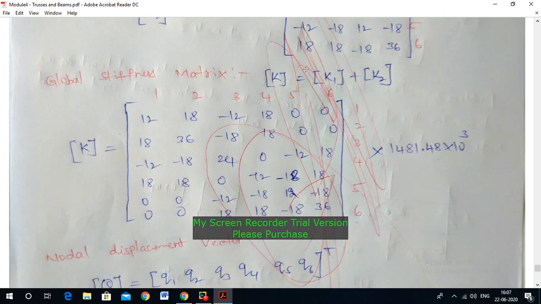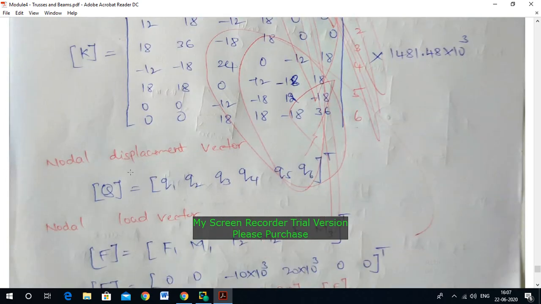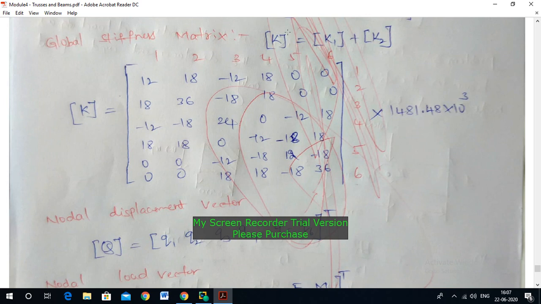Sorry for the deletion, it is not actually deleted, just make a note. The global stiffness matrix K is equal to 12, 18, minus 18, minus 12, 18, 0, 0, and so on. After adding I will get these values, times 1481.48 into 10 power 3, and therefore the global stiffness matrix after adding is this 6 cross 6 matrix.